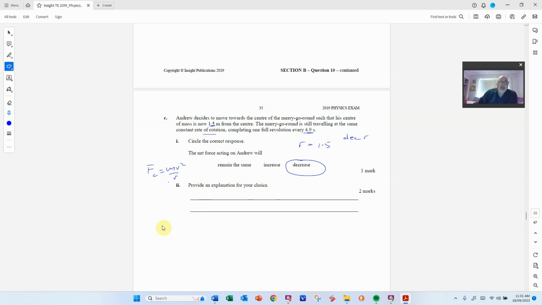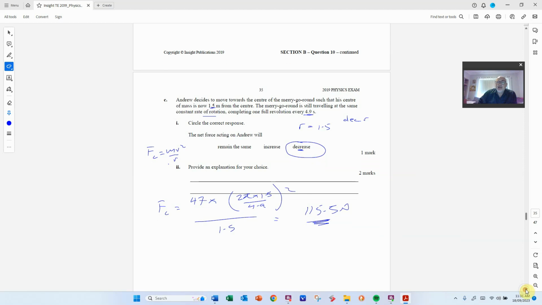And there are two ways you can work it out. First one is quite simple. Fc equals 47 times, now our velocity is going to be 2 pi times 1.5 over the 4.9, squared, over the radius, which is now 1.5. And that will bring you out with 115.5 newtons. So you can show that, and that's an explanation, and put some words around it too, of course, and that proves that it's a decrease.